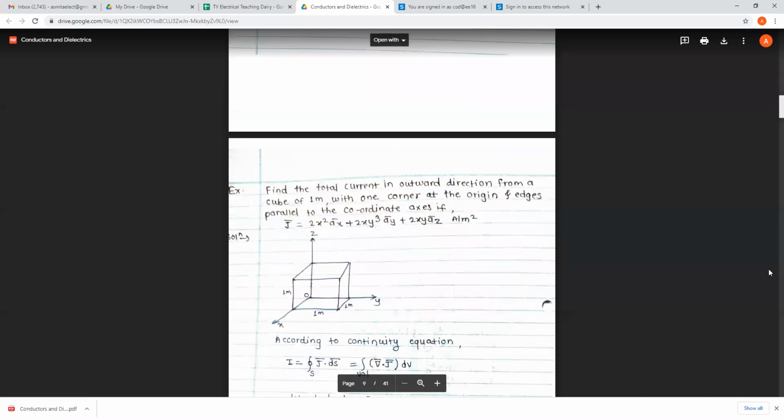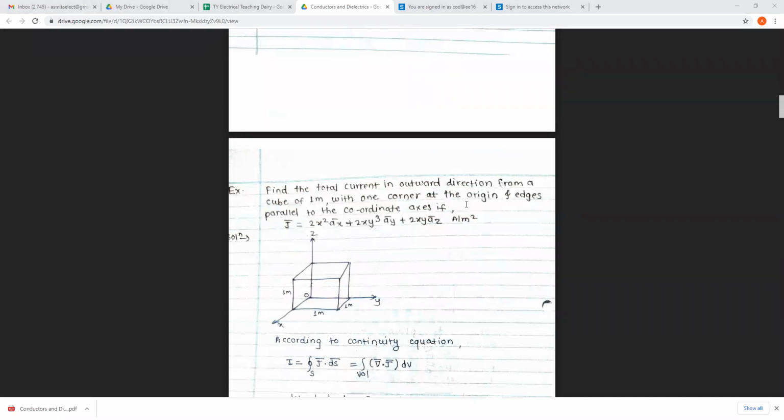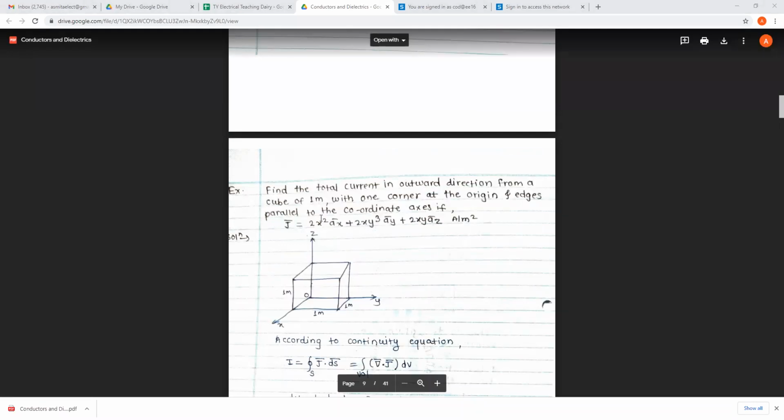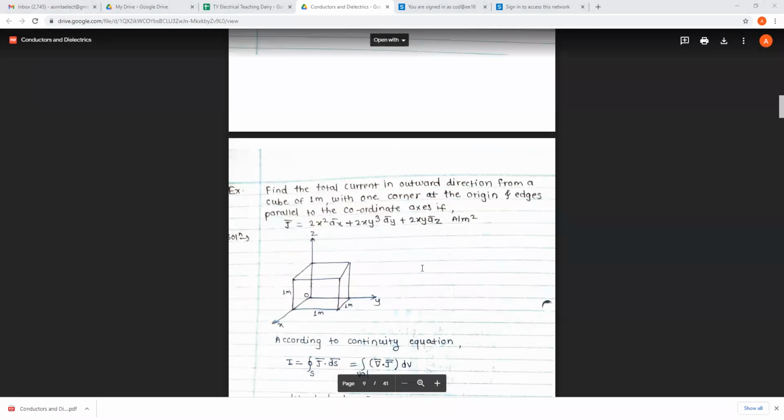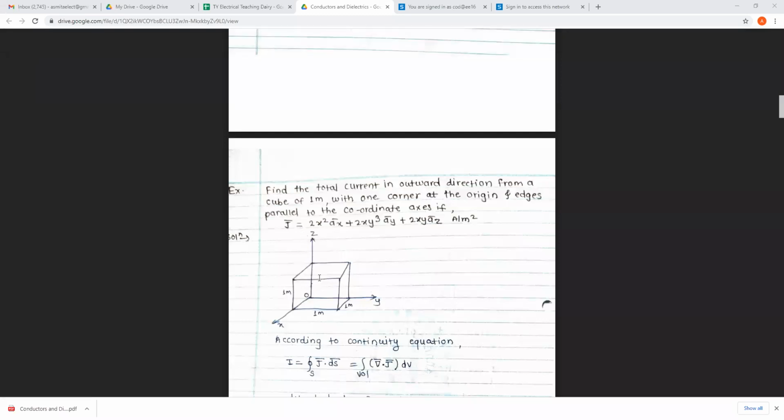Now the example is there. Find the total current in outward direction from a cube of 1 meter with one corner at the origin and edges parallel to the coordinate axis. We have to find the total current I flowing in outward direction of this cube, with the length of one side being 1 meter, with a corner at the origin and edges parallel to the coordinate axis.